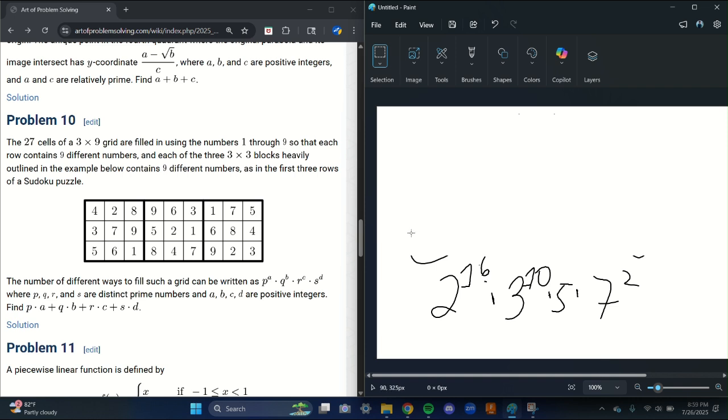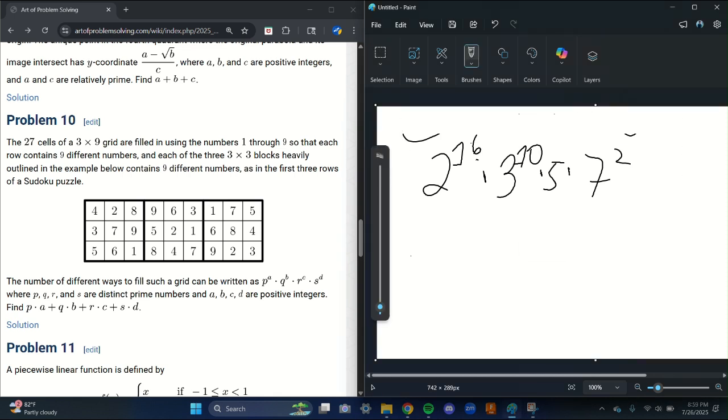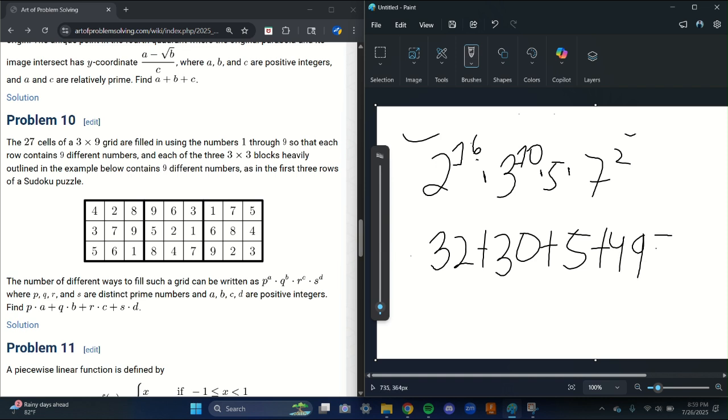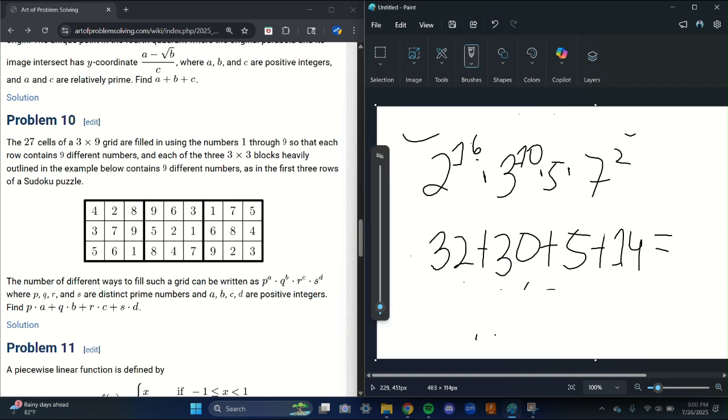Now the problem is asking us for this weird looking product. So we're going to have 32 plus 30 plus 5 plus 49. That's going to give us 54 plus 62. Oh man, no, that's a 14. My bad. I don't know why I keep making mistakes. So 62 plus 19, and that gives us our answer of 81.